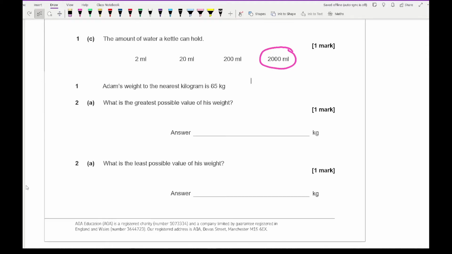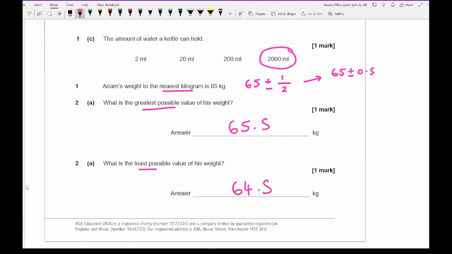Now for this, it's all about upper and lower bounds. So here we've got 65, we've got a plus or minus. Now to the nearest kilogram, that's 1, and you halve that. So basically what we're doing here is 65 plus or minus 0.5. So to find the greatest possible value, we're going to add, so it's going to be 65.5, and for the least possible weight, for the minimum value, we take it away, and that's going to be 64.5.